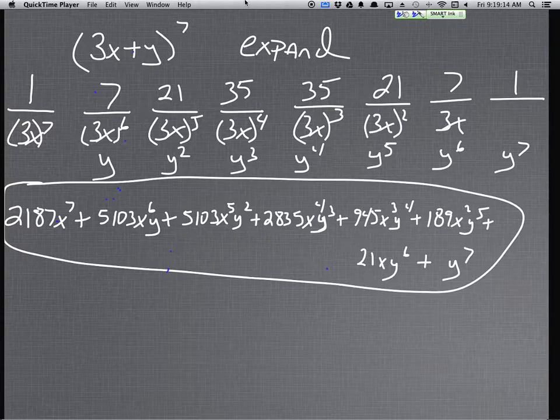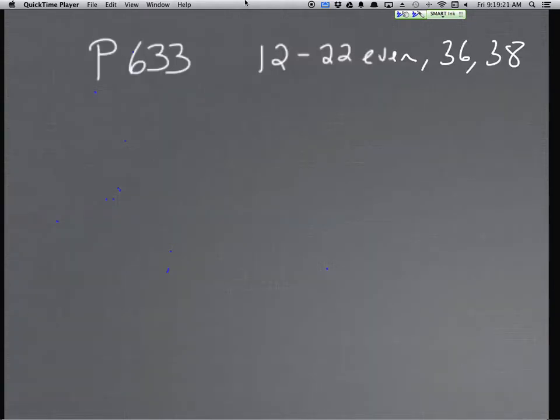Questions? Okay. Alright, page 633, 12 to 22 even, and then 36 and 38. 36 and 38 are the ones that you're going to expand like the last problem. 12 through 22 is where you're just finding the coefficient.